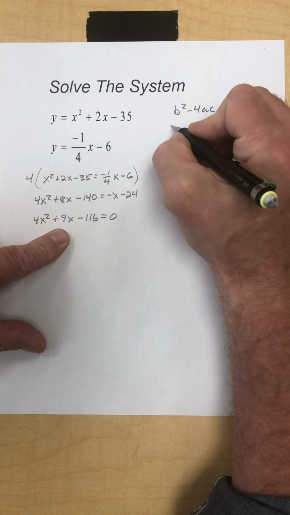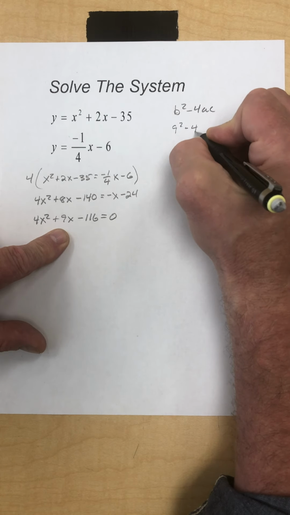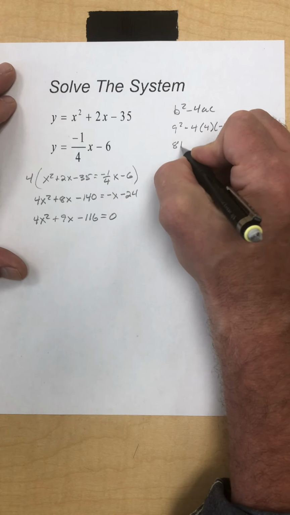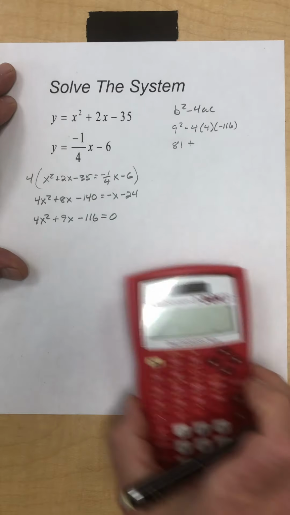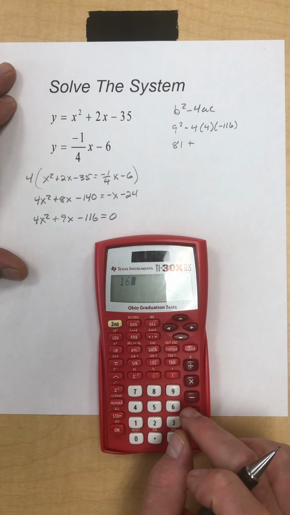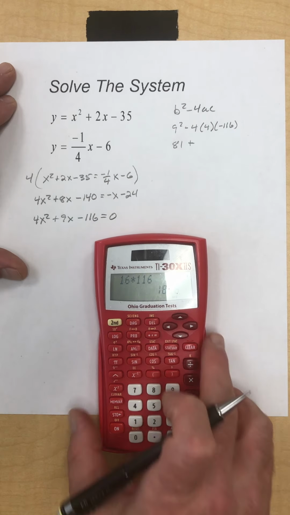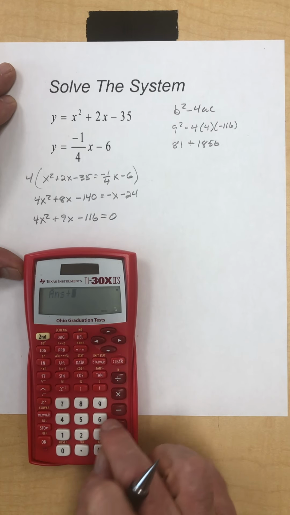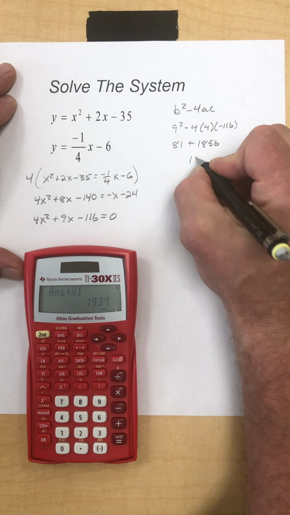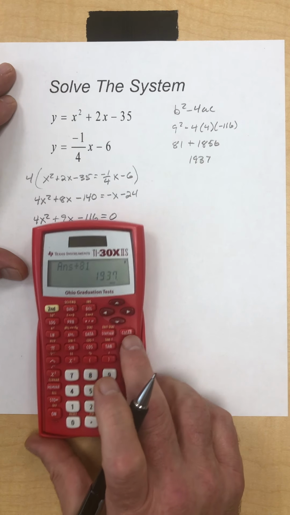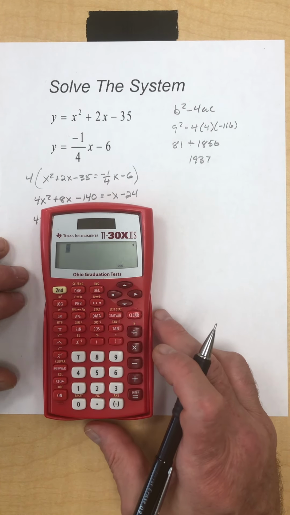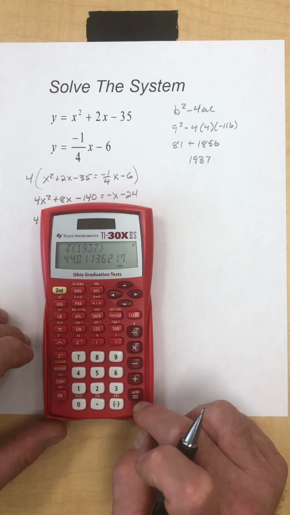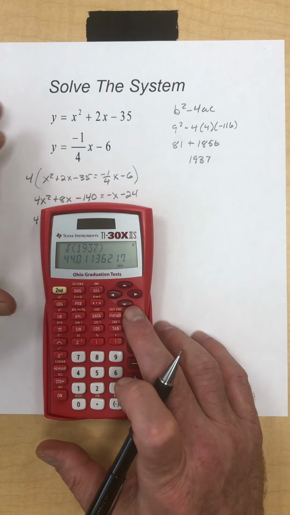Okay, so let's see. I would have 9 squared minus 4 times 4 times negative 116. So that's 81, okay, plus, let's see, 16 times 116. That's 1856, and then add that to the 81, I'm getting 1937. Now 1937 certainly doesn't strike me as being a perfect square, but I'm going to check it. 1937, that is not a perfect square. Okay, so this does not factor.